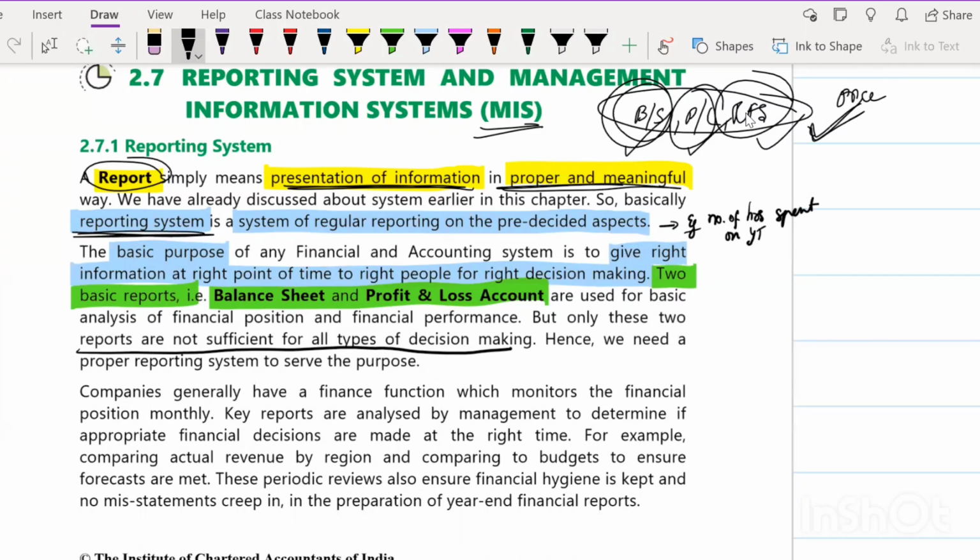So here there are two terms. One is report and the second one is reporting system. What the reporting system will do is generate reports. There will be a system where these kinds of reports get generated regularly, on pre-decided aspects.